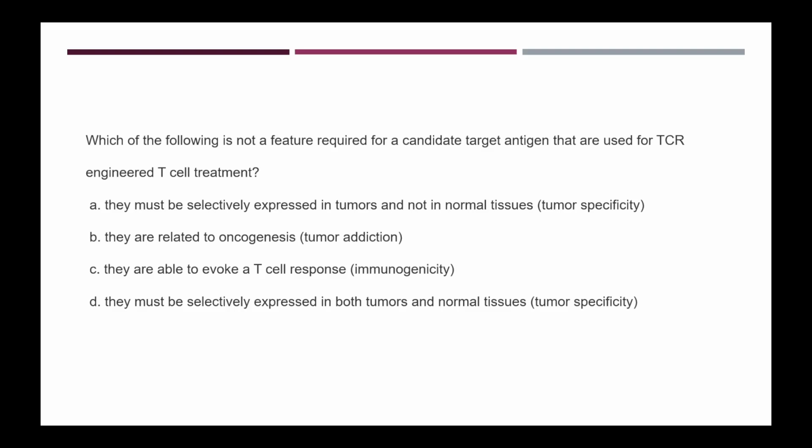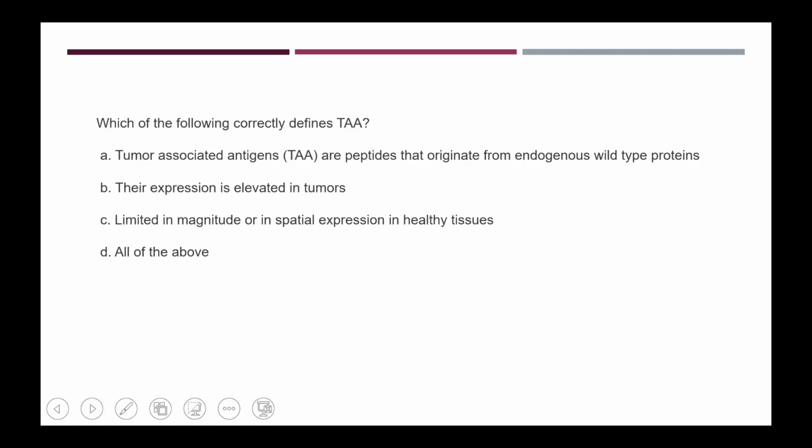I think all are required. They must be selectively expressed in tumors and not in normal tissue. Yes, this is correct. They are related to oncogenesis. They are able to evoke T cell response. This is also correct. They must be selectively expressed in both tumor and normal tissue? No, this one cannot be correct, because if you select a particular target antigen which is also expressed on normal tissue, then it will cause non-specificity, and that is why it cannot be used as a target antigen for the TCR engineered T cell treatment.